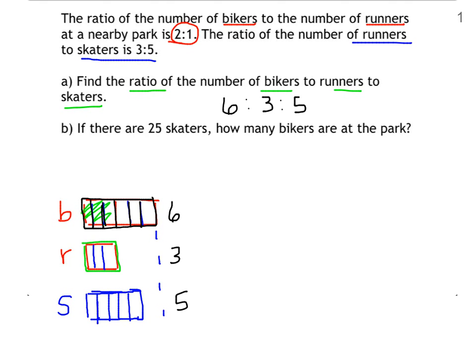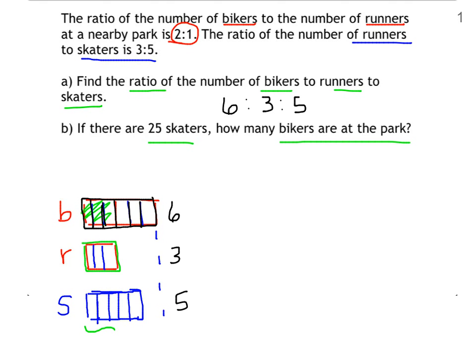All right, let's move on to part B, the last part of our question. It says, if there are 25 skaters, how many bikers are at the park? This is where we're going to start identifying the unknowns and using the labeling that we've already had.